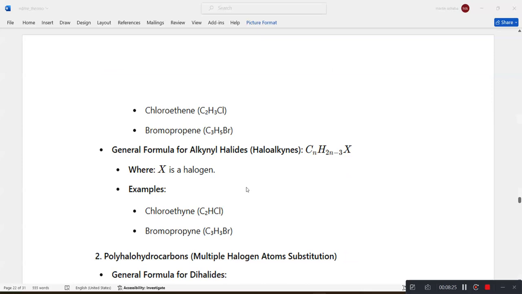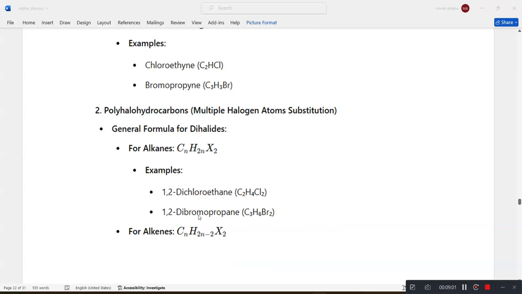The general formula for alkynyl halides. So these are the alkynes, which have triple bonds between carbon atoms. So when you replace one of the hydrogen atoms with a halogen atom, then you will have this formula, CnH2n-3X. And examples include chloroethyne, bromopropyne.